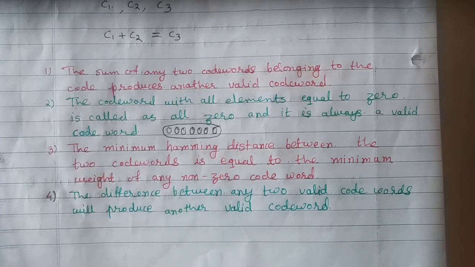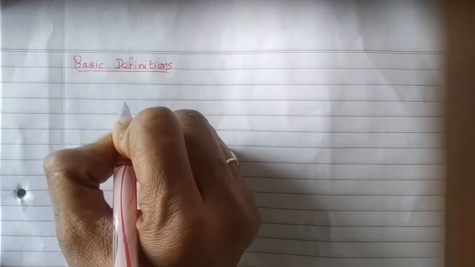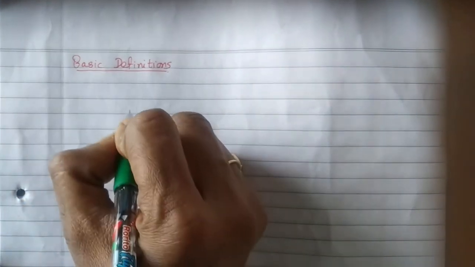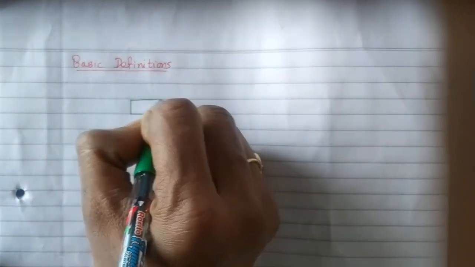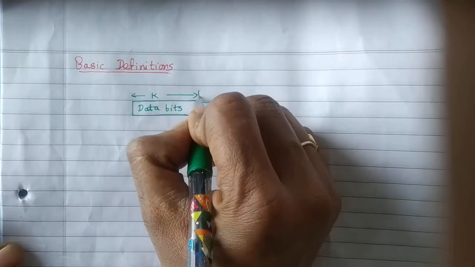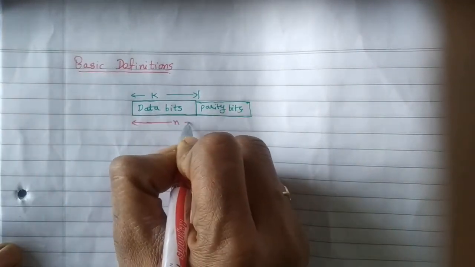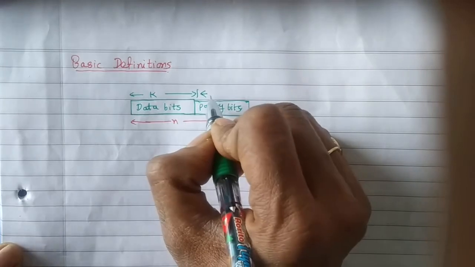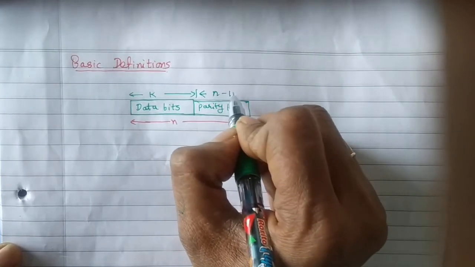Based on the functioning, error correcting codes are also classified as block codes or convolutional codes. This difference we will see afterwards. Now we will see the basic terminologies related to channel coding. Consider that these are the data bits which we have to transmit, having length k. We will add the parity bits to this. So if n is the total length of the code, then the parity bits length will be n minus k.